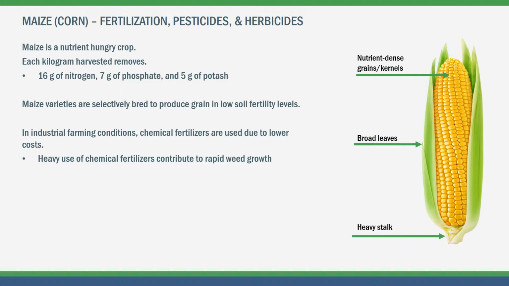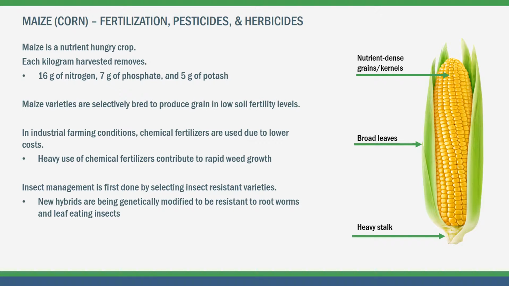Traditional methods for weed control are extremely labor-intensive, requiring farm workers to pull weeds by hand. In large-scale farms of over 1,000 hectares, it is almost impossible to weed by hand. Insect management has been traditionally done by proper selection of maize varieties. Recently, modern maize hybrids have been genetically modified to be resistant to rootworms and leaf-eating insects.